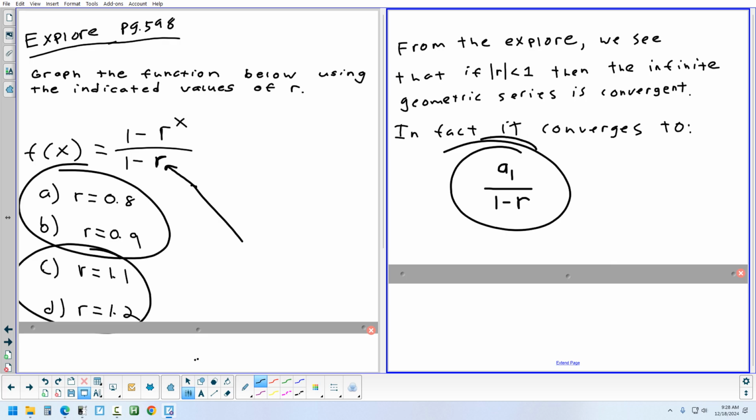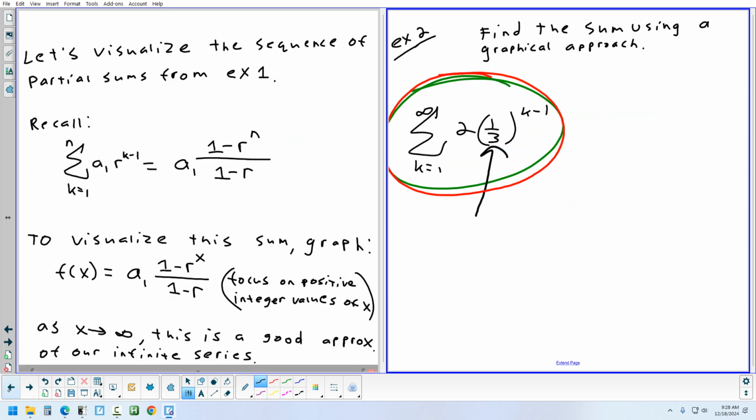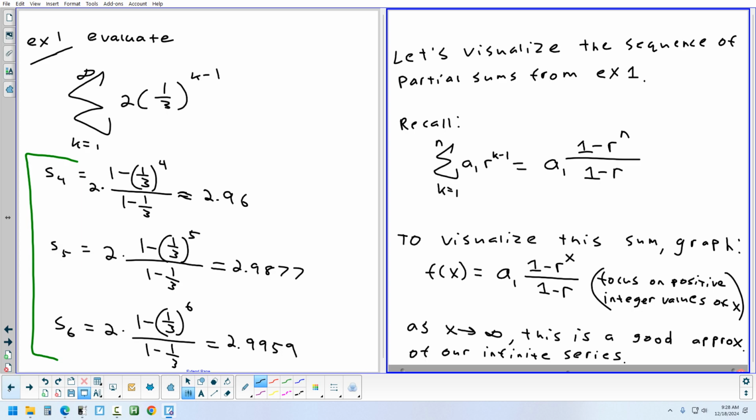Okay, so let's go back to the problem we did by hand, and let's try that formula and see if we get the same answer a lot faster. So it's a sub 1 divided by 1 minus r. Here's what we got when we did it by hand. 2.96, 2.98, 2.99. What did it look like this was getting closer to? 3.